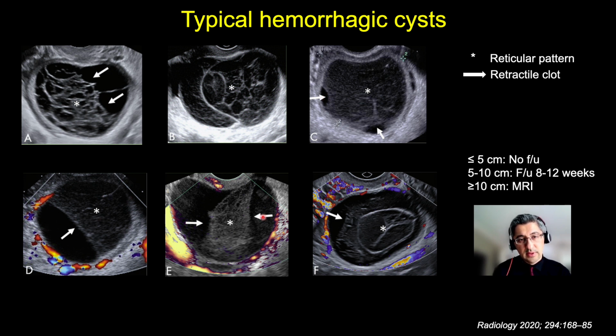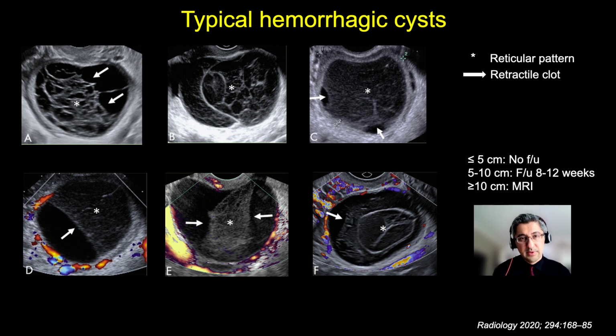Reticular pattern, retraction of the clot. And these are all typical. This may be seen sometimes as honeycomb appearance. Here, honeycomb appearance. These are typical hemorrhagic cysts.